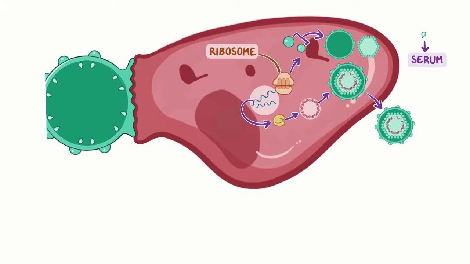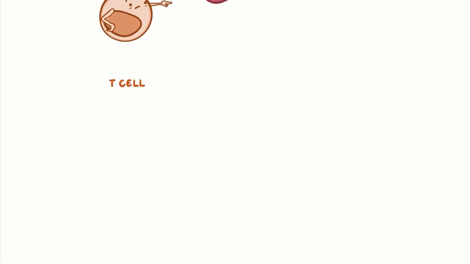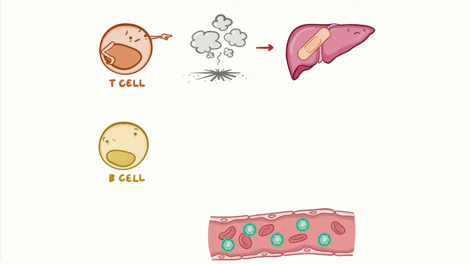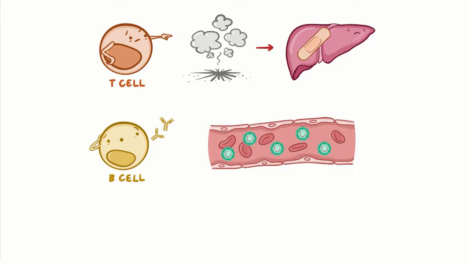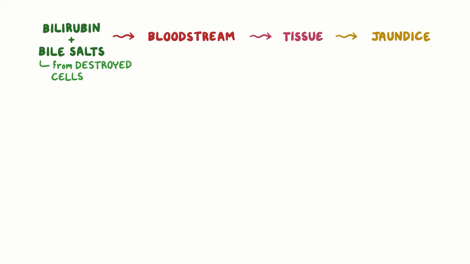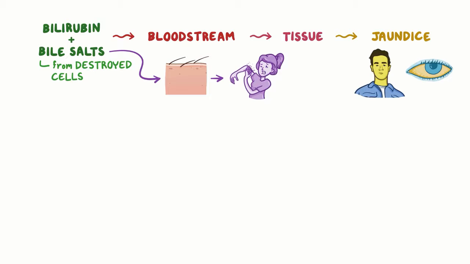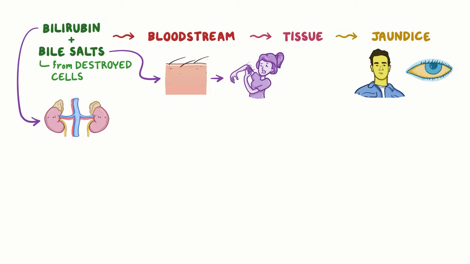The damage actually comes from the body's immune system. T cells find and eliminate infected hepatocytes, which causes liver damage. B cells react to the virus in the bloodstream and secrete antibodies against hep B antigens. Bilirubin with bile salts is released from the destroyed cells into the bloodstream and impregnate the tissue, causing jaundice, which is the yellowish pigmentation of the skin, mucosa, and whites of the eyes. The bile salts get into the skin and cause itching. The bilirubin from the blood is filtered by the kidneys and ends up in the urine instead of the stool, making it dark, while the stool becomes pale.